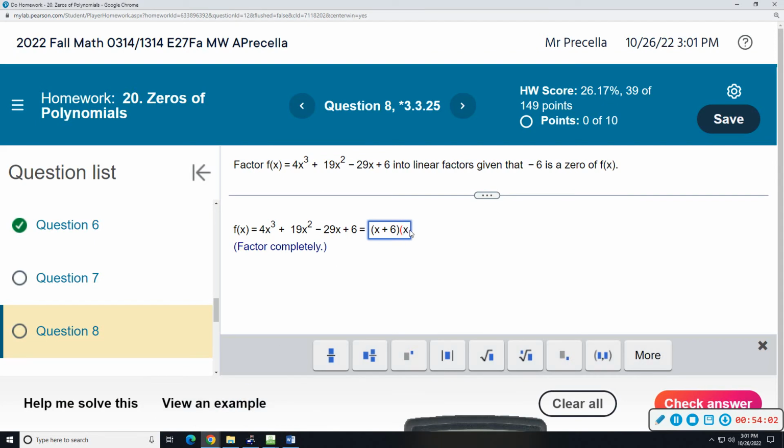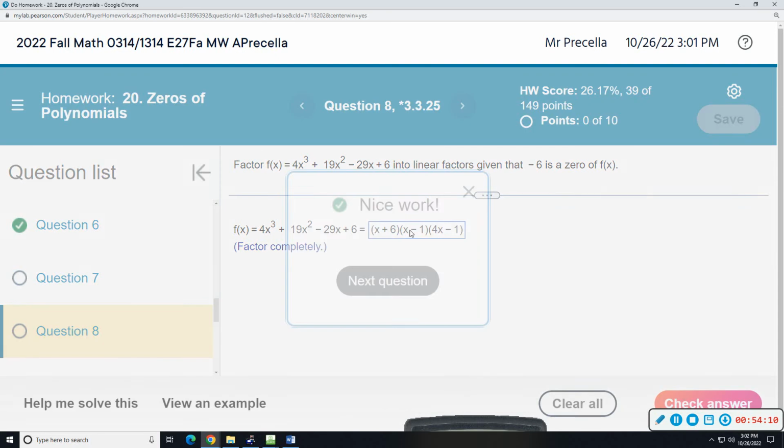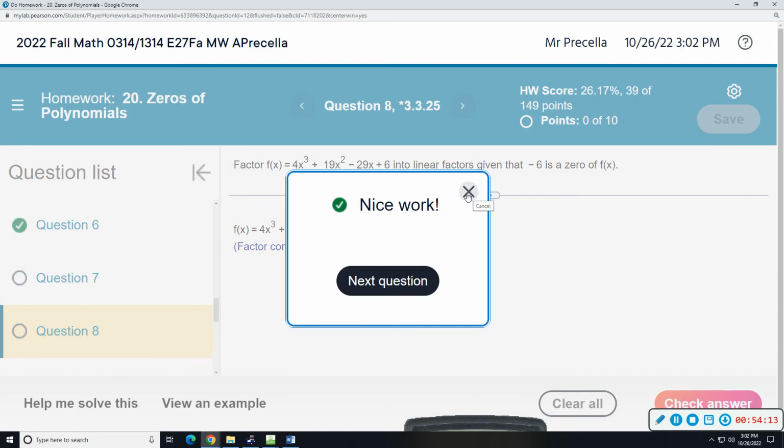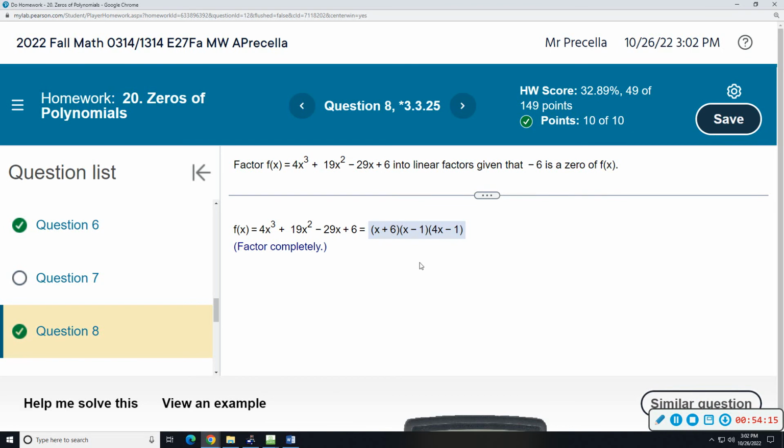So x minus 1, 4x minus 1. This is a powerful method for factoring polynomials of a higher degree, a higher order. But the drawback is you must know a number that can be plugged in to make it equal 0. You have to know a 0 in order to use this factoring method. So how do we find those zeros?